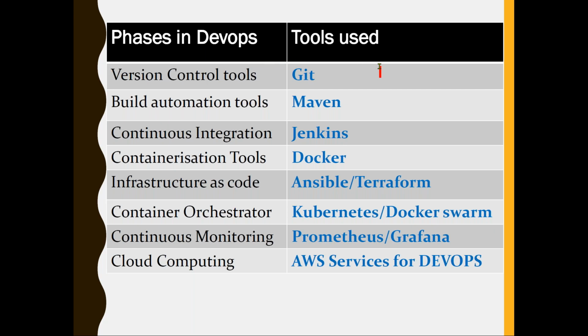So we'll be learning Git here, build automation tool Maven, continuous integration tool Jenkins, containerization tool Docker, infrastructure as code tools Ansible and Terraform, container orchestrator Kubernetes, continuous monitoring tools Prometheus and Grafana, both of them will be learned, and cloud computing services like AWS. Right, all of them will be covered. Whatever services are required for DevOps strategy, we will be going through. This is the complete tool set in brief.